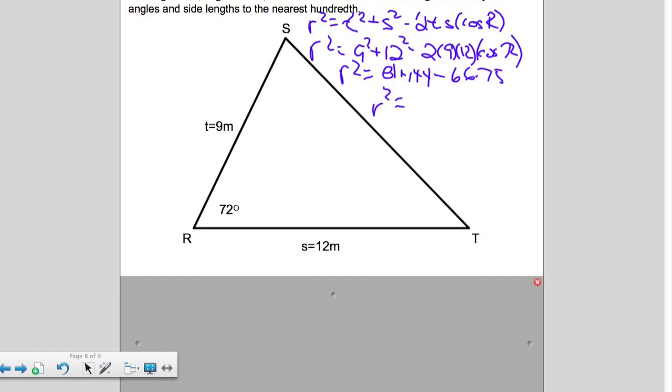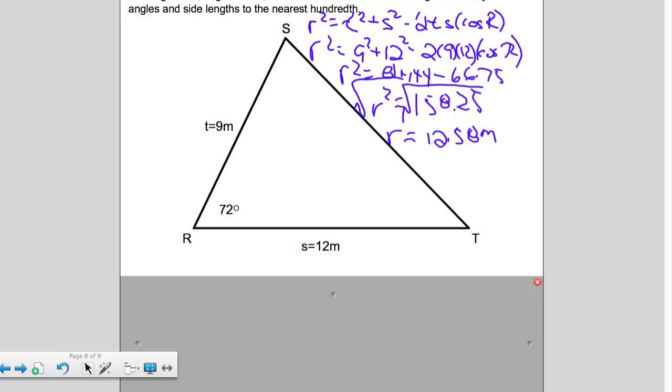So what happens when we add those three numbers together? 158.25. So the square root of that? So R is equal to 12.58 meters. Okay, so we're good for R.